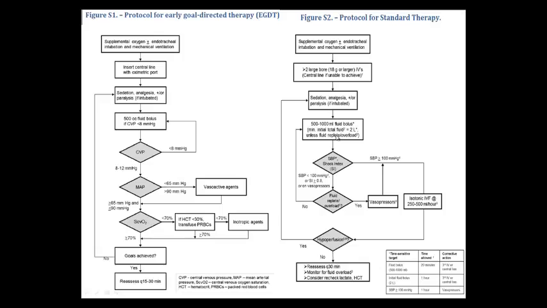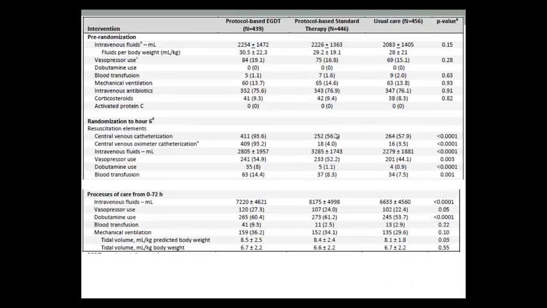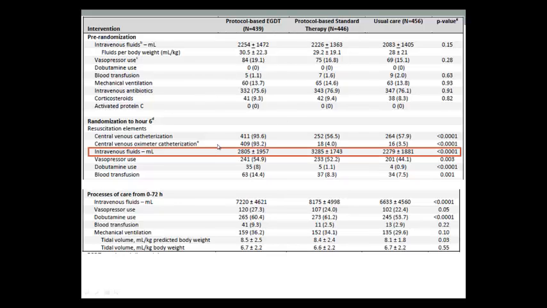And then usual care, they said doctors do whatever you want, but there was somebody watching them to make sure that they weren't completely neglecting the patients. They all got the same amount of fluids before randomization. From randomization to hour 6, you can see that the Rivers people got about 2.8 liters. The standard protocol got a little bit more, and the usual care got less. But still a good amount of fluids.